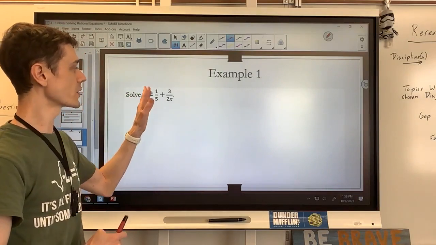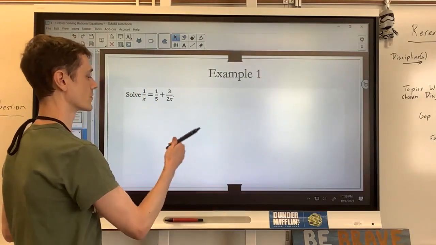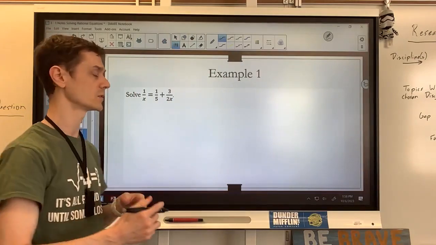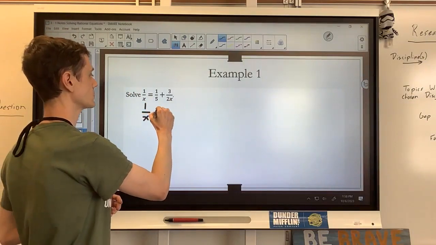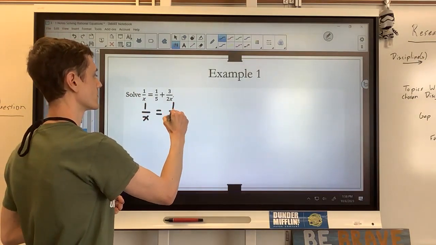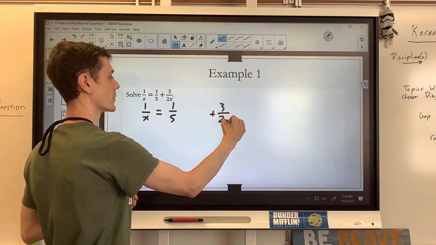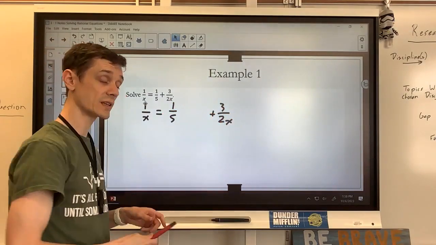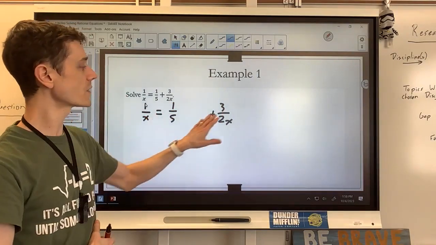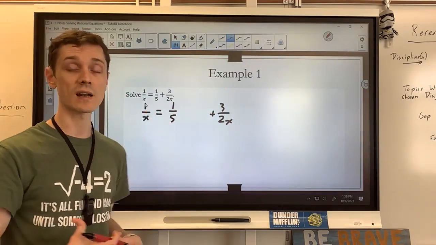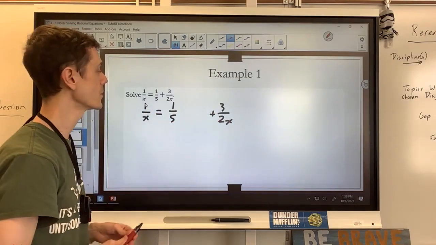So here is my equation. I have the three parts, 1 over x, 1 over 5, and 3 over 2x. I'm actually going to rewrite these because I like to have a little bit of space between my numbers. So I have 1 over x, 1 over 5, and 3 over 2x. Now, the first thing I mentioned was that we need to do any factoring in the denominators, but these fractions are all so simple that there's really not any factoring to do in this case. So I can skip that first step for my first example.